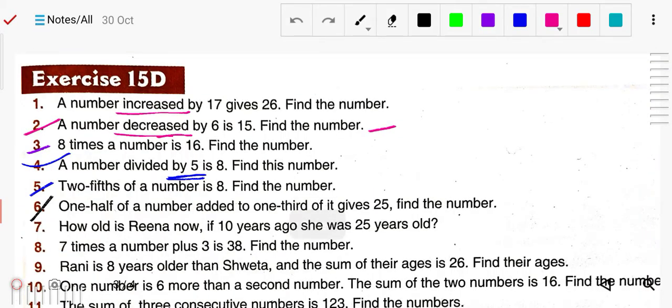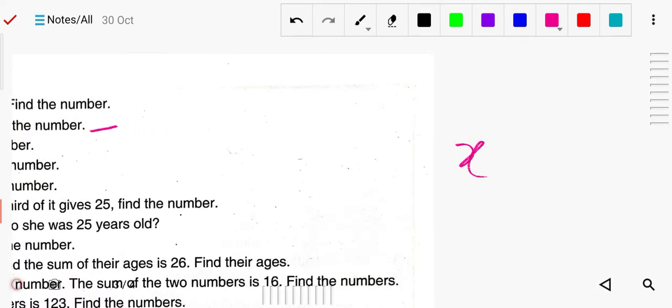Now you can see number 7. How old is Rina now if 10 years ago she was 25 years old? Suppose her age now is x. Then 10 years ago means x minus 10, which equals 25.